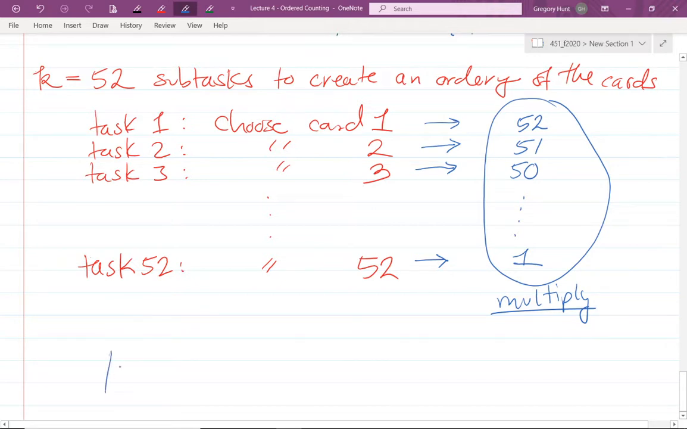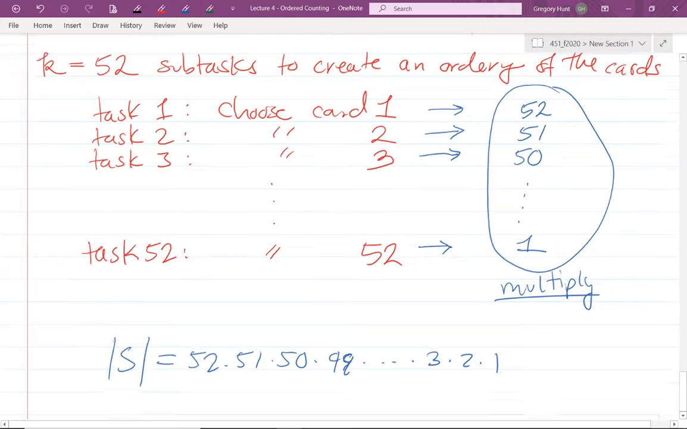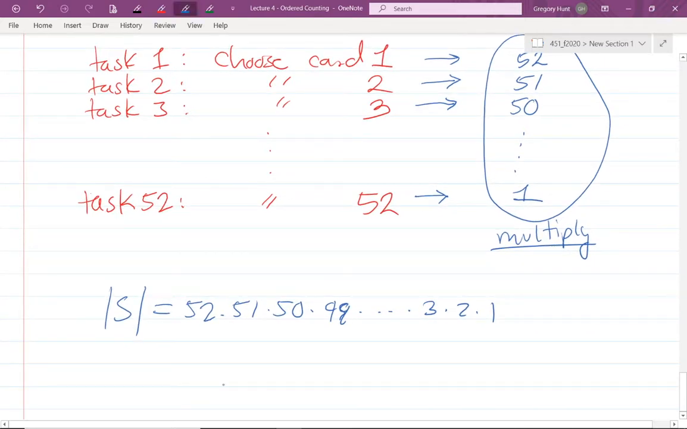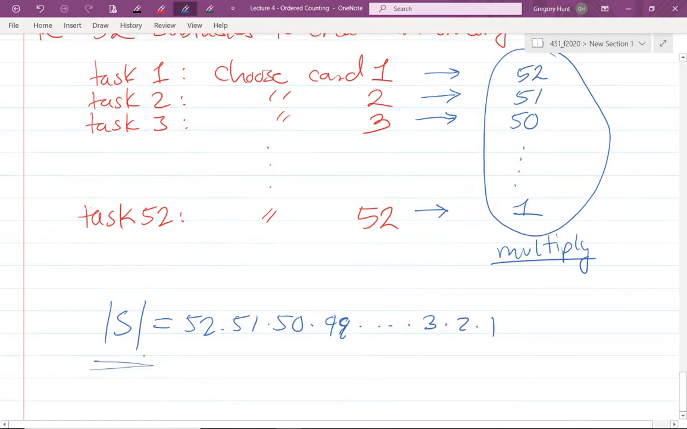the cardinality of S, which is just the multiplication of these, is going to be 52 by 51 by 50 by 49, dot, dot, dot, all the way by 3, by 2, by 1. And so that is how many ways I can form these orderings, and therefore how many orderings I have, the cardinality of S.